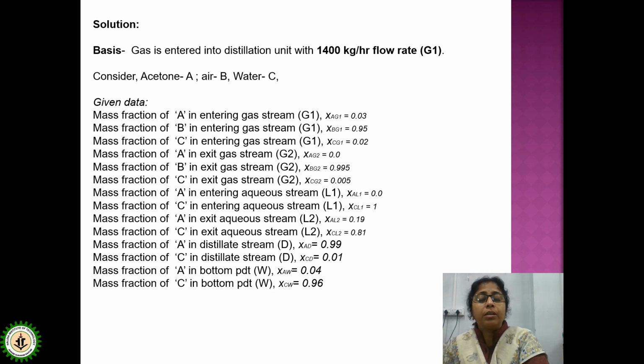Now the composition of W, the bottom product, is 0.04 and 0.96 for component A and component C, that means for acetone and water respectively. The last two are for the bottom product composition.